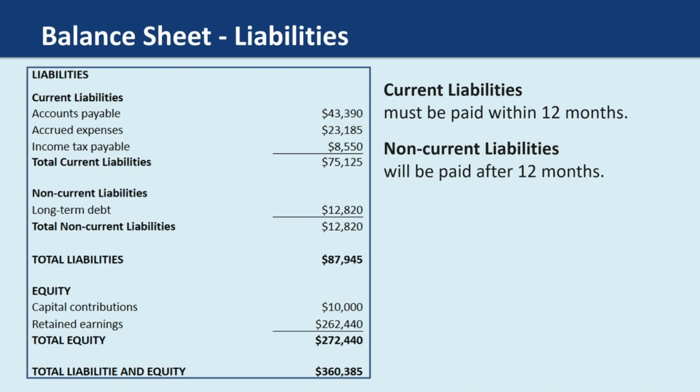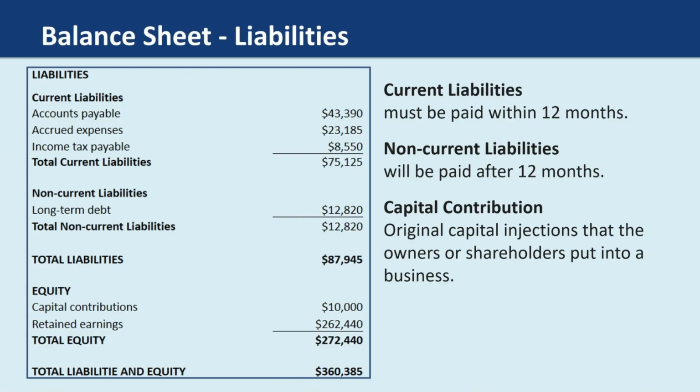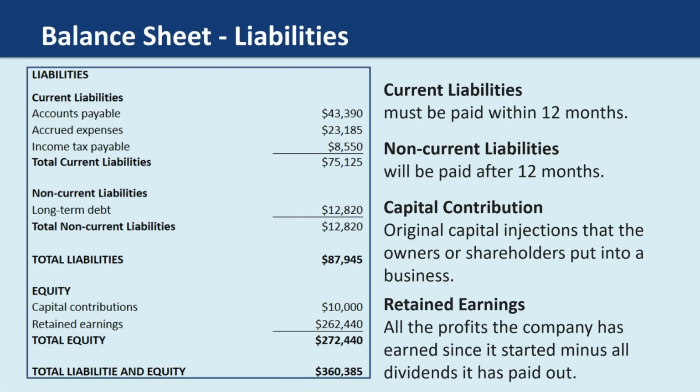Equity is what the company owes to the stakeholders of the company. In this example, we have capital contribution and retained earnings. Capital contribution is the original capital injection that the owners or shareholders put into a business. Retained earnings is all the profits the company has earned since it started, minus all dividends it has paid out.